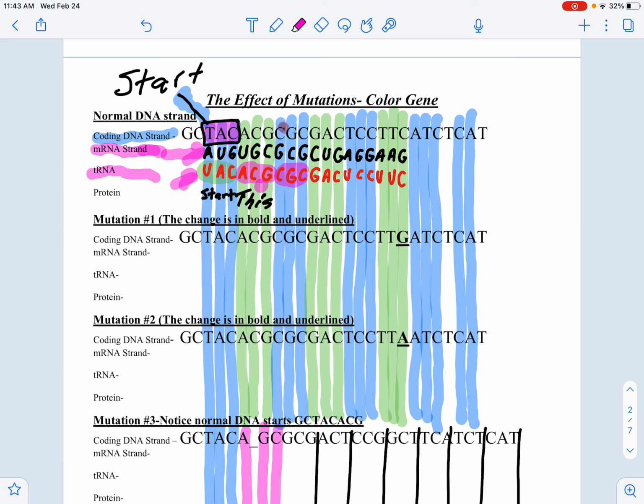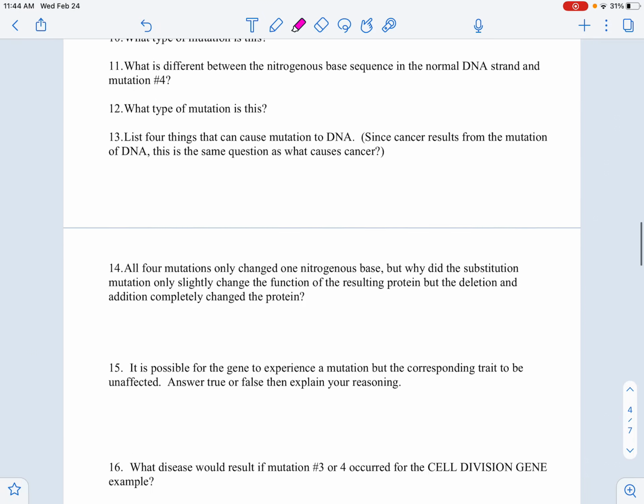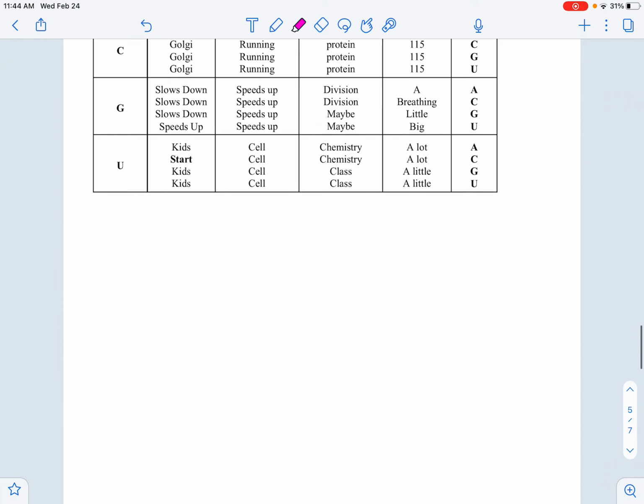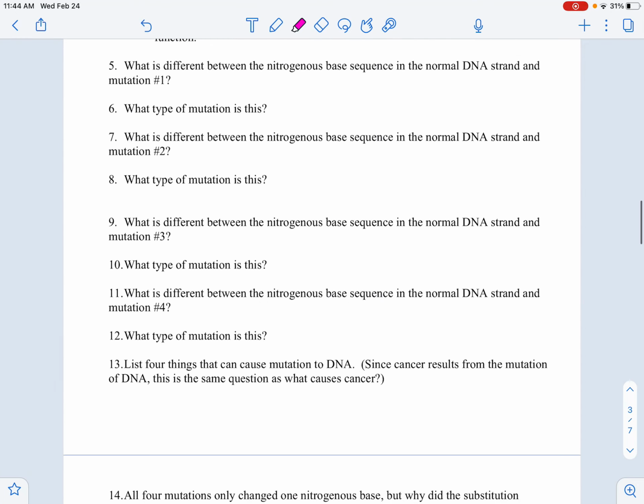All right, so now I have the color gene sheet. Some people have the color gene sheet. Some people have the cell division sheet. So you got to make sure that you use the right table. Me personally, I'm not going to use the cell division table here. I'm going to go down here to the color gene. Like I've already got it marked out here. Whoops, that was for my previous example. Hold on. Okay, and I go back up.